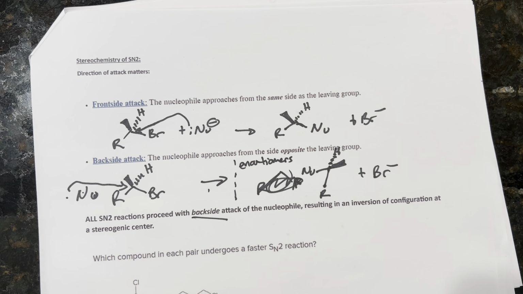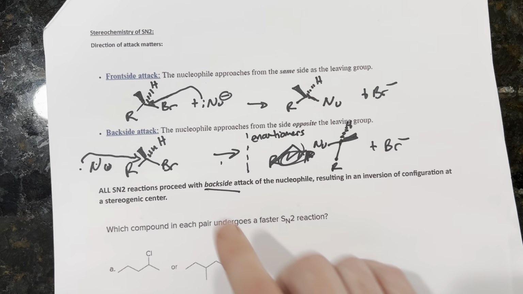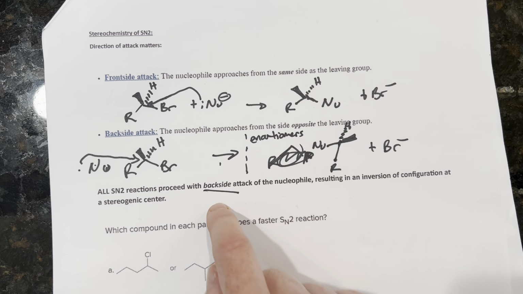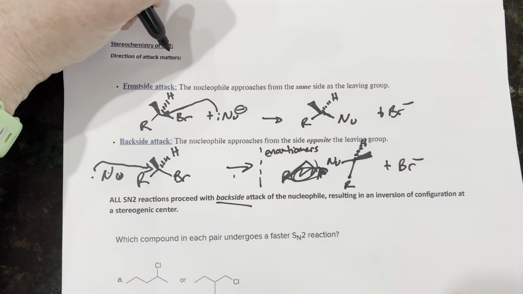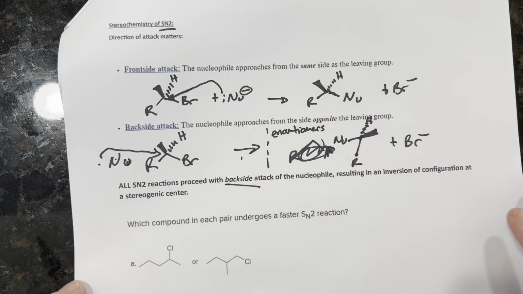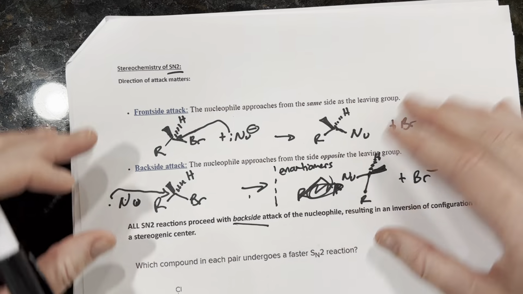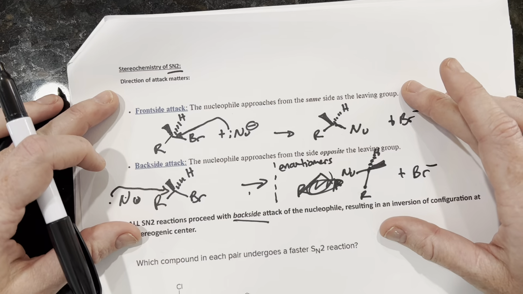So you're always going to get an inversion of the configuration at a stereogenic center. So anytime you have some kind of stereogenic center, it's going to completely flip. And you will always have this because it's always going to be a backside attack with the SN2, okay? All right, so we'll have lots of practice with this coming up here in a little bit.